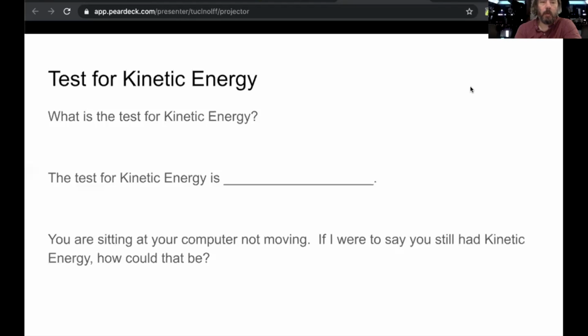Drop it in chat. What is the test for kinetic energy? How do we know if an object has kinetic energy?